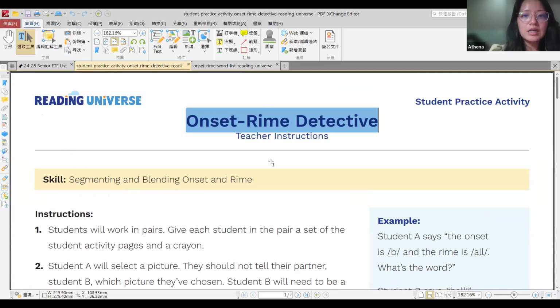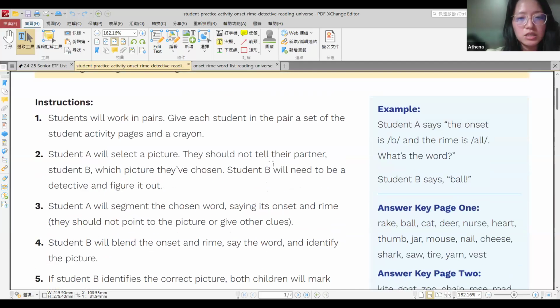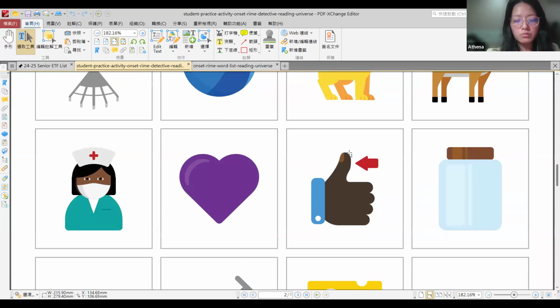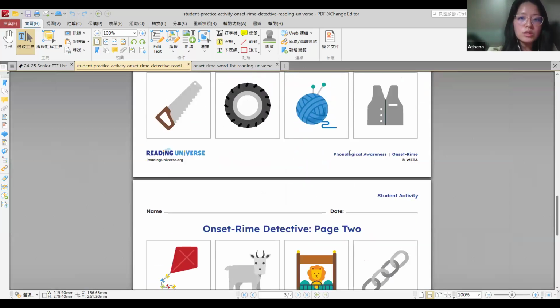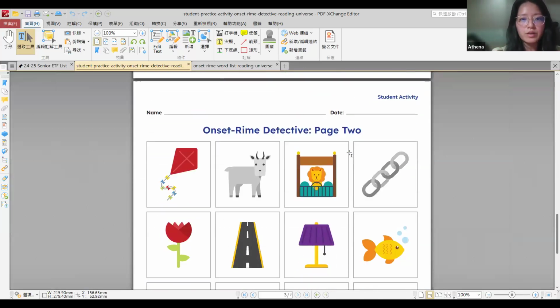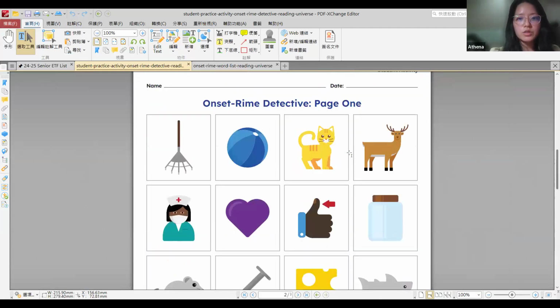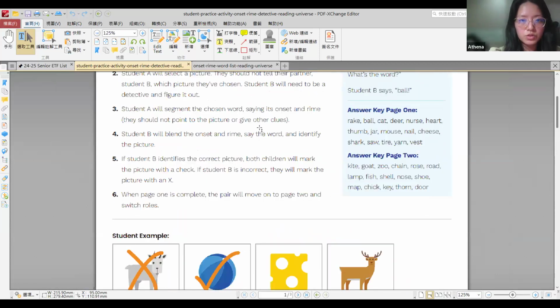And this is the teacher instruction for onset rhyme detective. When students work in pairs, you can give each pair a set of the student activity pages. You can take a look at the pages. You can make your own, with just the words you need, or you can use a prepared one online. So this is the practice they are going to do. They will have two different pages, and it's very easy for a student to do.